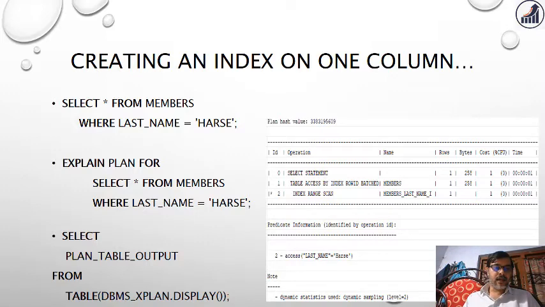So to check if a query uses the index or lookup table or not, you follow these steps. First, add the explain plan for clause immediately before the SQL statement. So first write down the query such as explain plan for select star from members where last name is equal to Harsh. This actually stores the execution plan into the plan table.